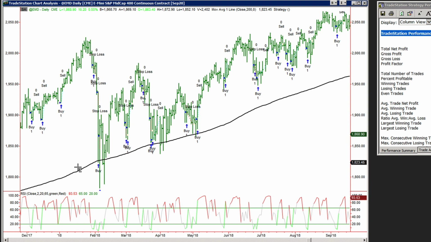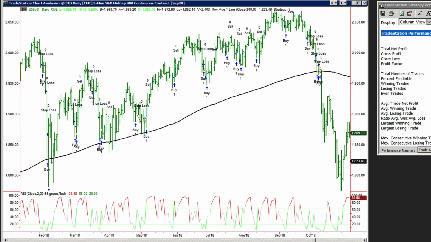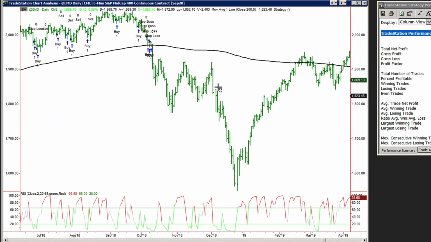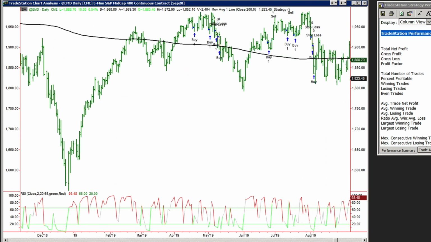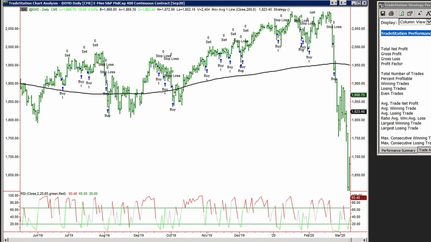I also have on here the 200 bar moving average in black. That's what this is. And we can see that certain times when price goes below the 200 bar moving average, we're in a bear market, we're calling that, and we're not taking trades. It's not until price rises above that we start taking trades again.